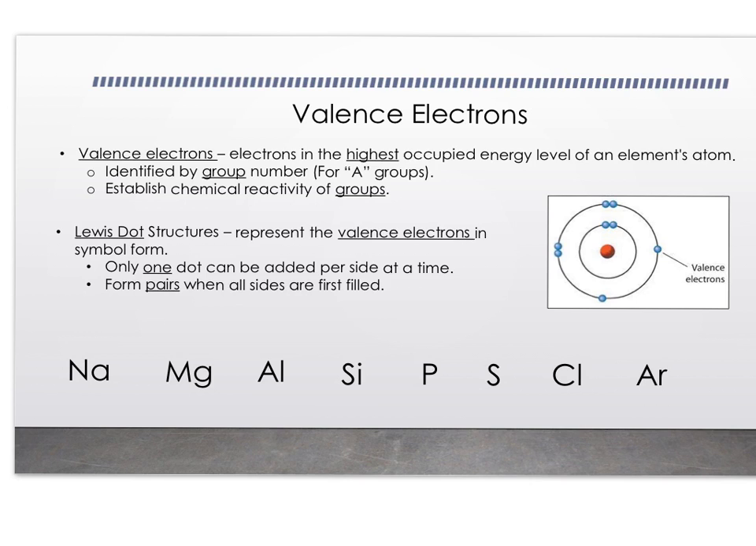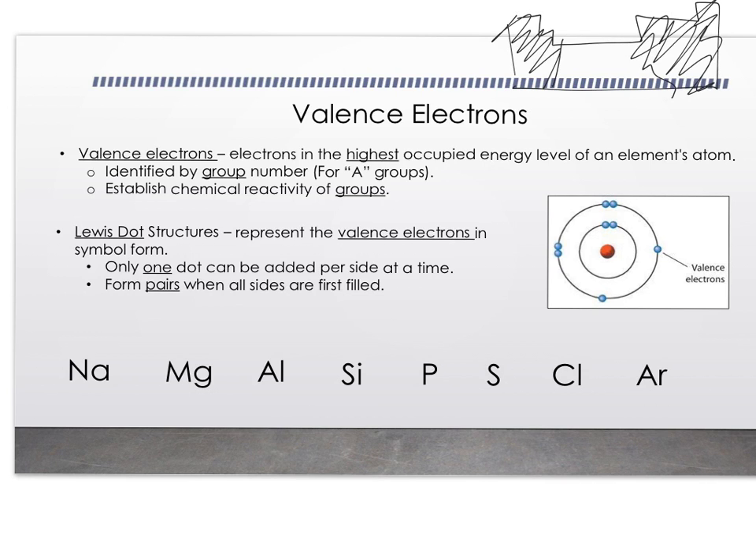As previously lectured over, valence electrons are electrons in the highest occupied energy level of an element's atom. They are identified by the group number for the A representative groups, and on a periodic table, those are the first two columns, and then groups 3 through 8. So those are the only representative groups. Everything else, those are your transition metals, and that is not considered the A group. Those are your B groups.